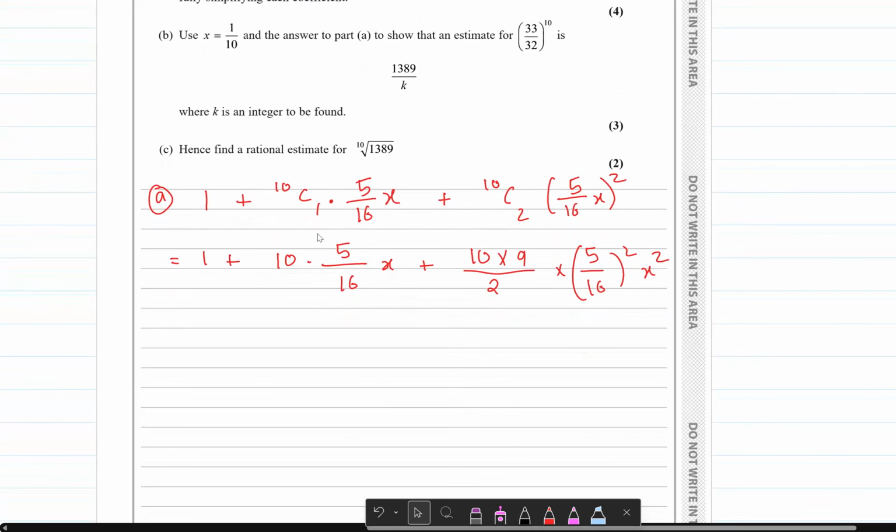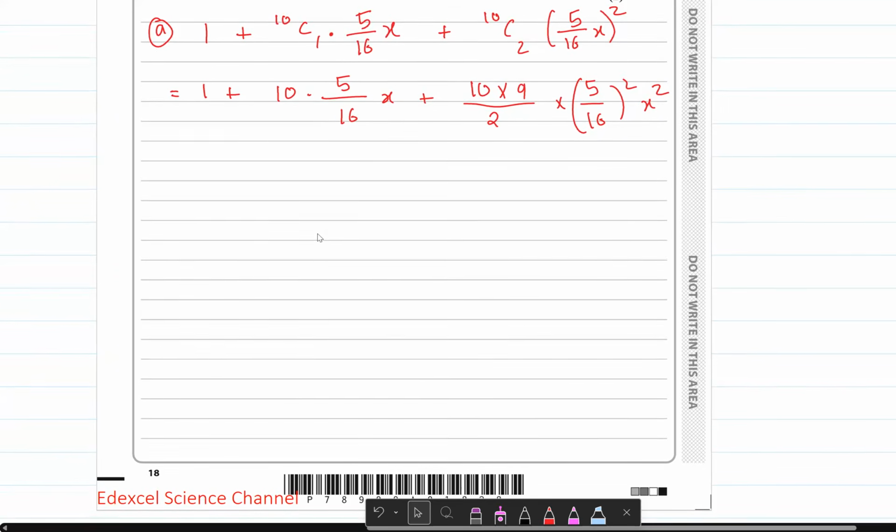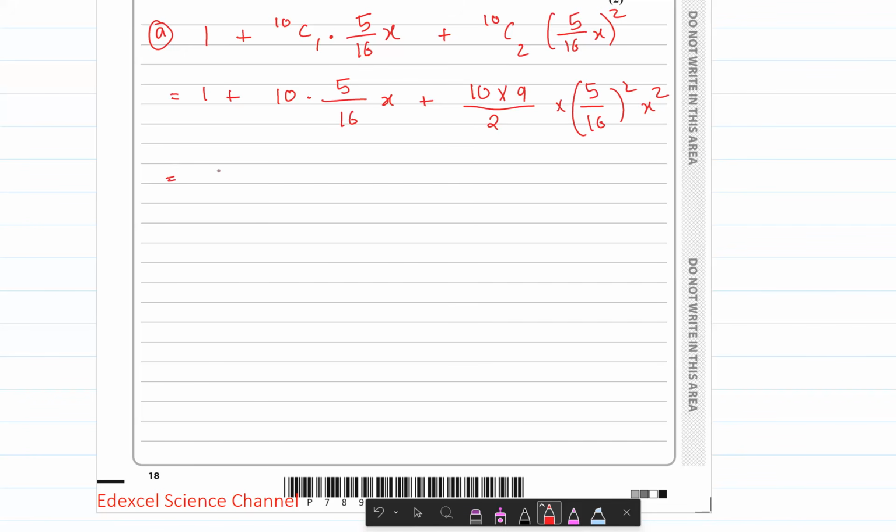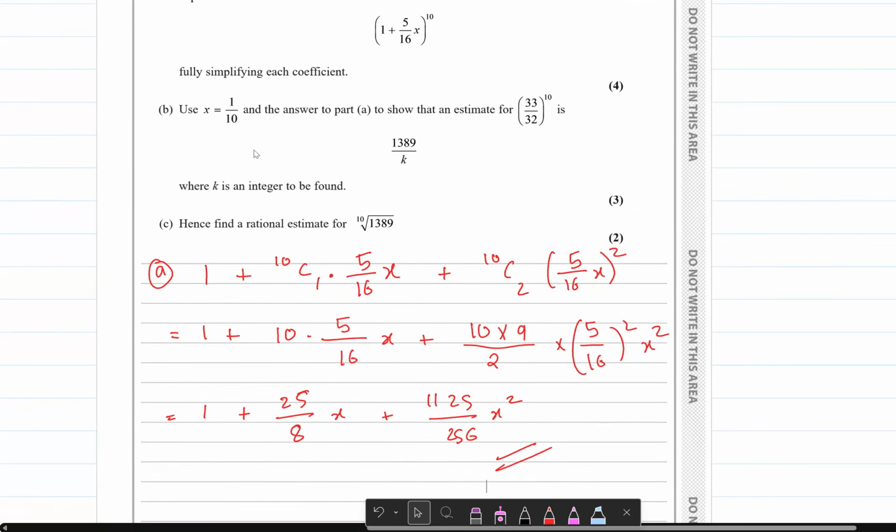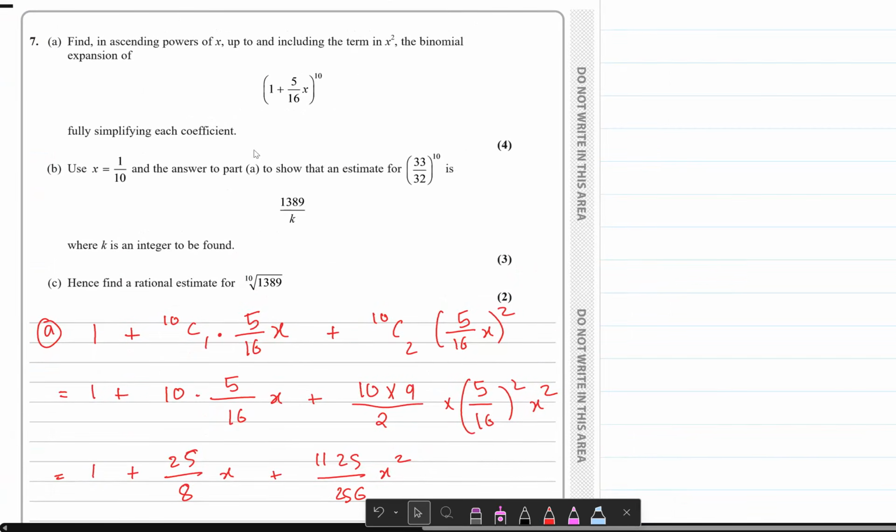Okay, so if you just plug all of this into your calculator, you are going to get 25 over 8x plus 1125 over 256 x square, and that is your answer. Okay, question number B.